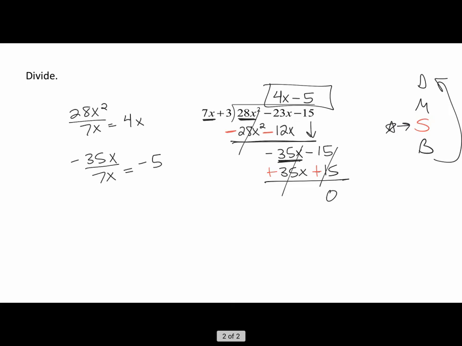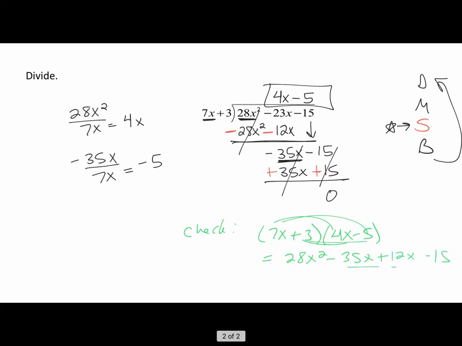Can we check that? Yeah, of course you can check that. If you take 7x plus 3 and you multiply by 4x minus 5, you get your dividend, right? That's going to be 28x squared minus 35x plus 12x minus 15. So when you combine those like terms, that's going to be minus 23x altogether. So yeah, you can check your quotient to make sure that that is correct if you wanted.